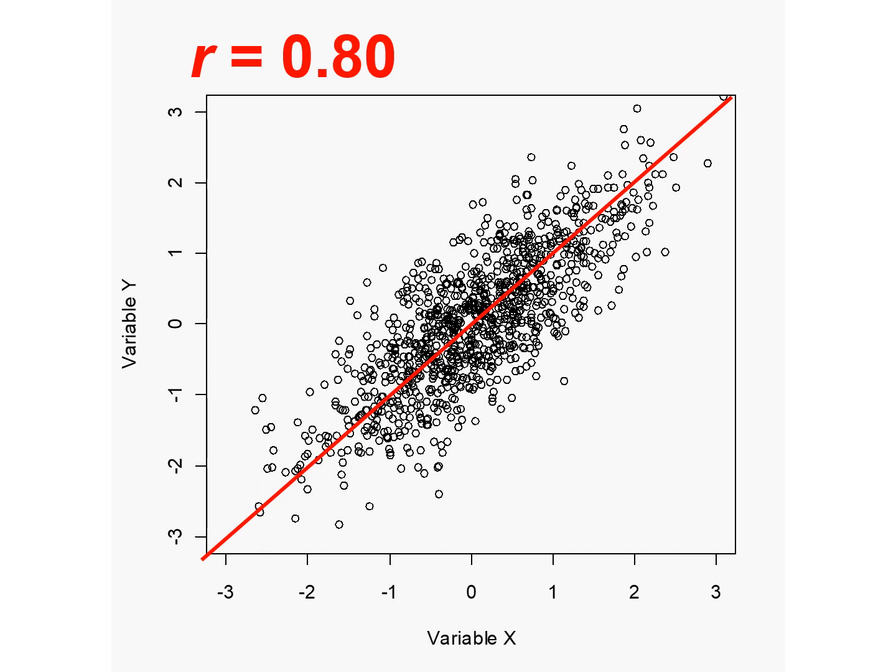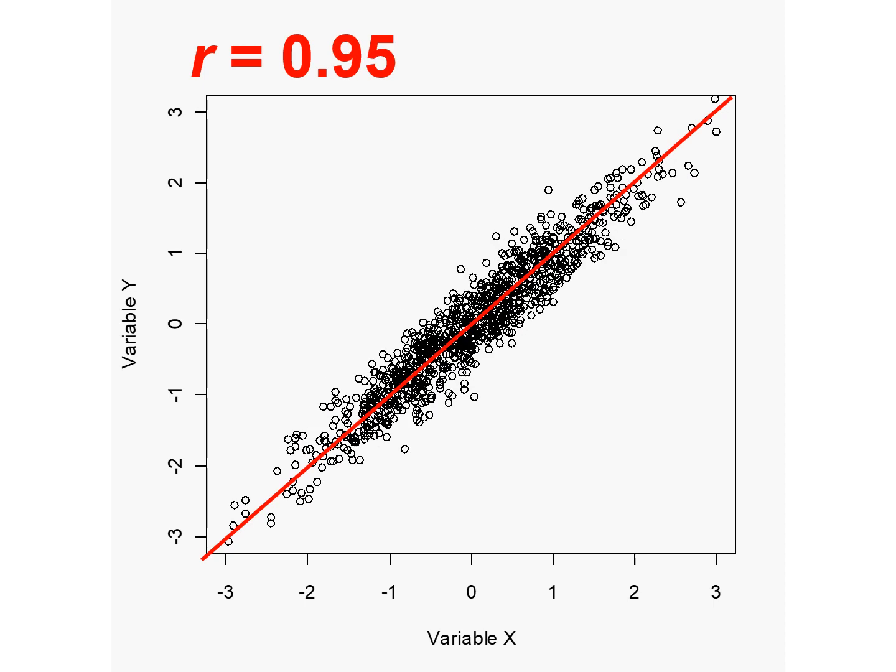In this scatter plot, the correlation is 0.80. The dots are much closer to the line. We say the relationship of X and Y is getting very strong. Here's the correlation of 0.95. The dots are really hugging the line. The relationship of X and Y is very, very strong.